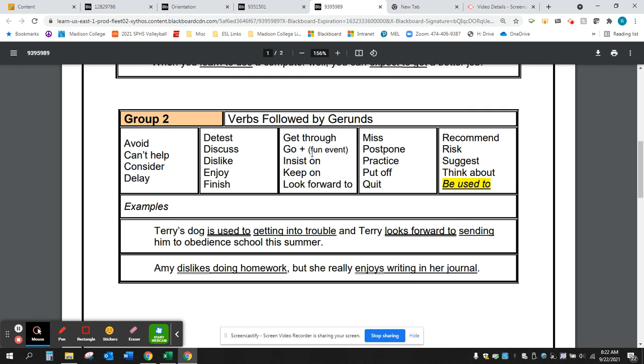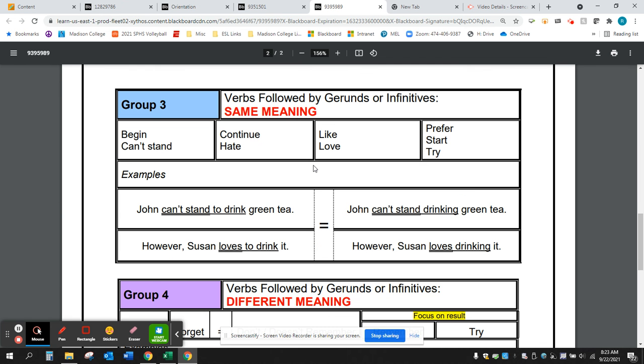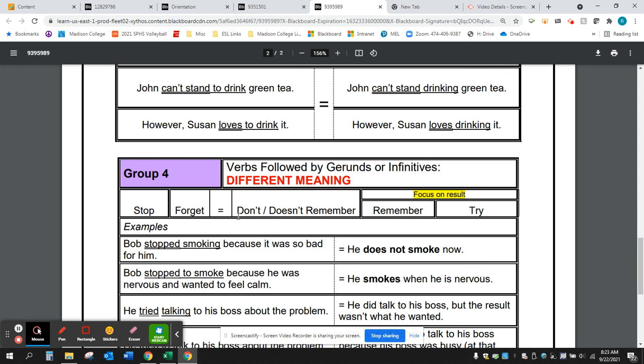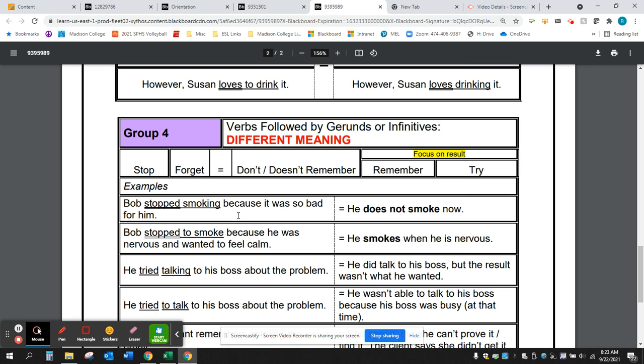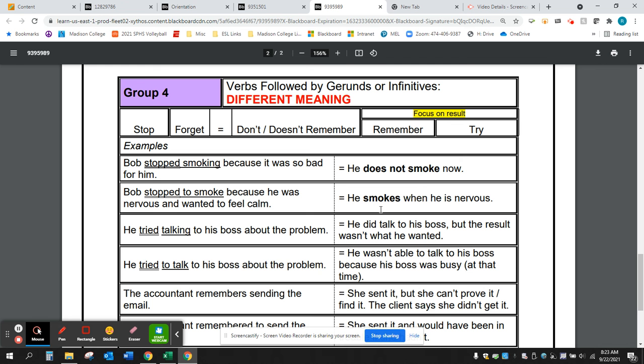Group 2 is verbs followed by gerunds. Group 3 is verbs followed by gerunds or infinitives that have the same meaning, no matter whether you use the gerund or the infinitive after the verb. But group 4, that verb being followed by a gerund has one meaning, and the verb followed by an infinitive has a very different meaning. Again, you can pause the video and read these examples.